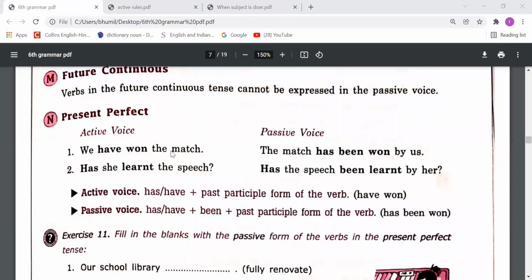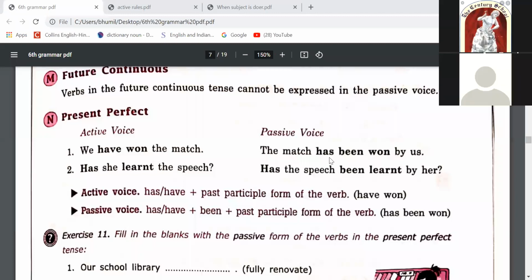While changing a sentence from active to passive, the subject we have to write here is "the match", and "we" will be converted into "by us". According to tense we should not change, remember this. The same tense we have to write here. So "has" we will write according to the subject. Our subject is the match, so that is third person singular. With the third person singular we have to use "has". This thing is very easy.